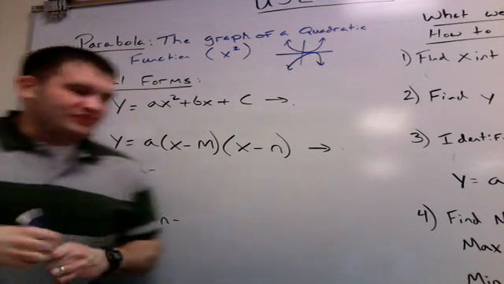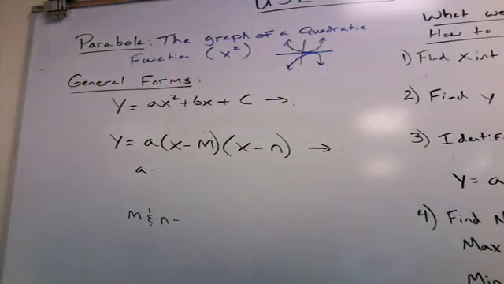How many times will that U shape ever cross the y-axis? Once, because it's a function. How many times could it cross the x-axis? Could cross the x twice, right? Does it have to cross the x though? No. It could be 2, 1, or 0 times crossing the x-axis. So that's a parabola, the graph of a quadratic function.